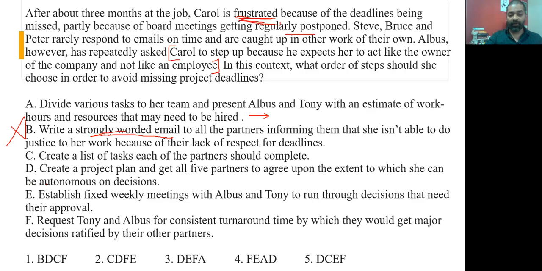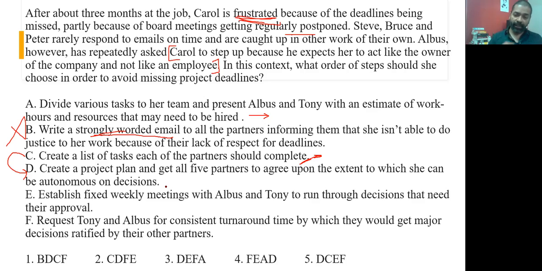Create a list of tasks each of the partners should complete is the other close one. Again, this is borderline. We'll come back to it. Okay, I'll tell you whether we should eliminate it or not. Create a project plan and get all 5 partners to agree upon the extent to which she can be autonomous on decisions, right? Between C and D, which is the one that she can do? D, obviously, because she needs to know what decisions she can take, because that will help save time.